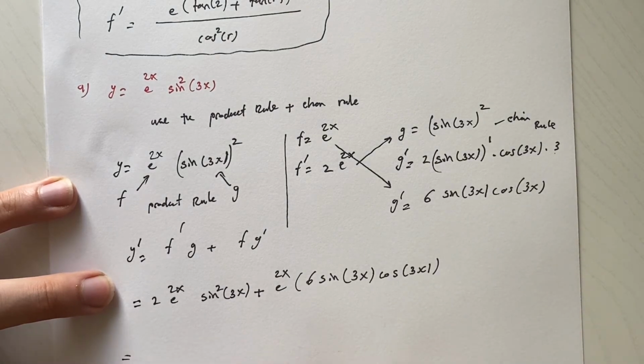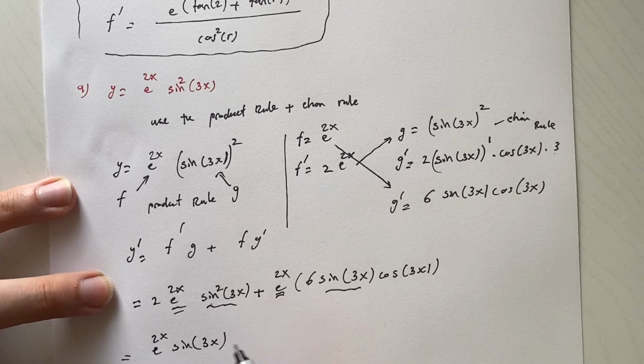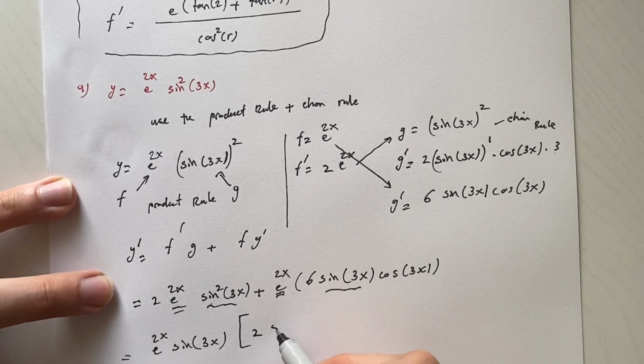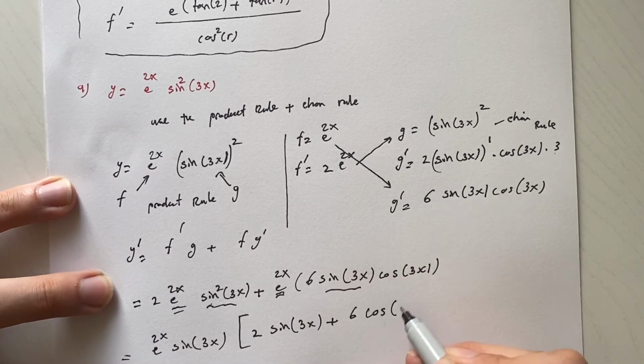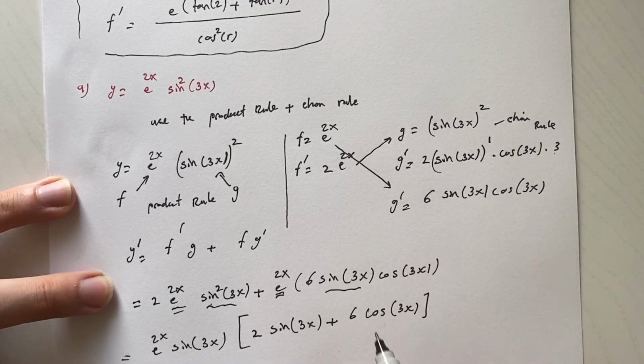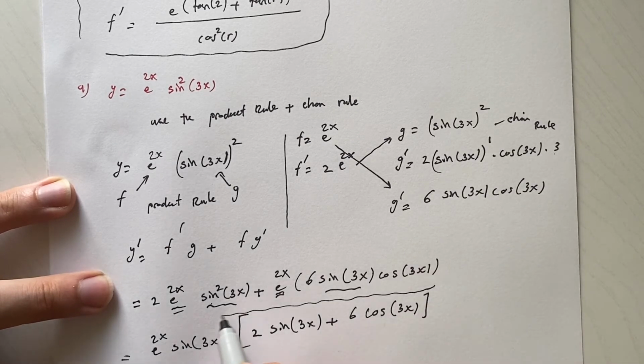Here what we notice is that we have common terms in both the first and second term. So we have sine 3x and e to the 2x. We can factor these two out. So we will end up with what's inside: 2 sine of 3x, plus 6 cosine of 3x. That's our derivative.